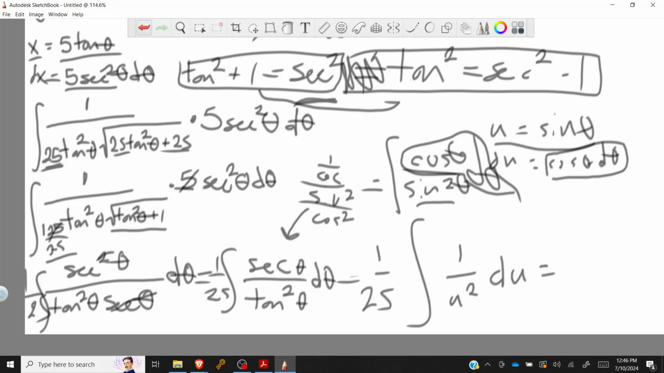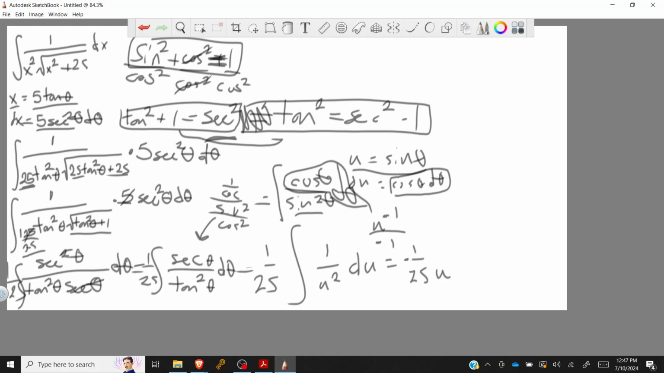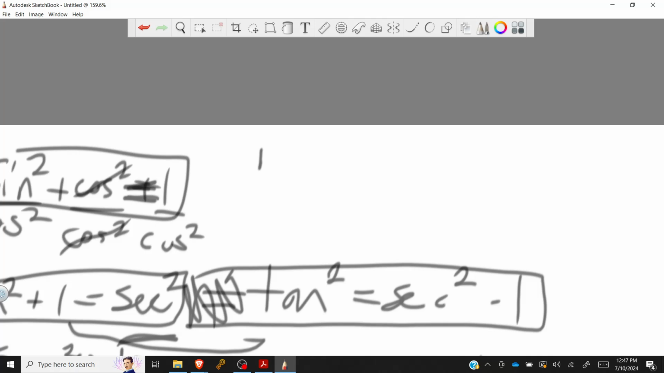So if we do the integral of u to the negative 2, what are we going to do? We have to add 1, so that'd be u to the negative 1, and then we divide by this new power, which is negative 1. So it'd be negative 1 over u. So I'll just bring that in front. How much more room do I have? A little bit here. Okay, so if our integral now is negative 1 over 25u, u is on the bottom.